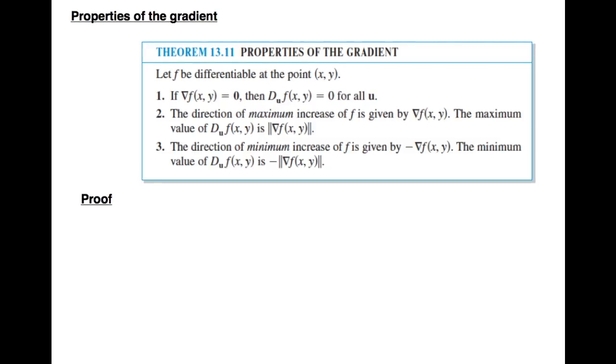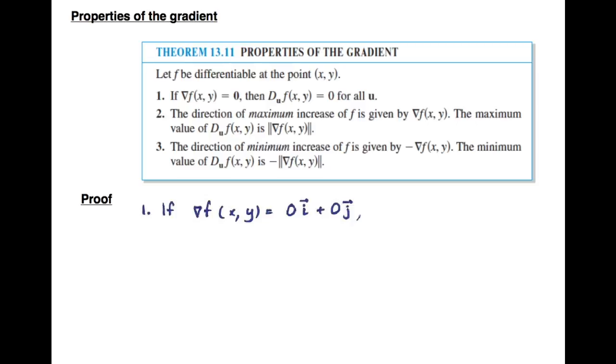So here are three properties of the gradient that we will prove. Let f be differentiable at the point (x, y). If del f equals 0, then all directional derivatives equal 0. Let's see how we can prove that.